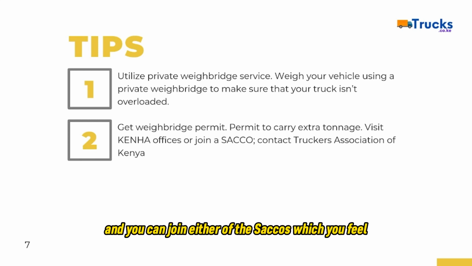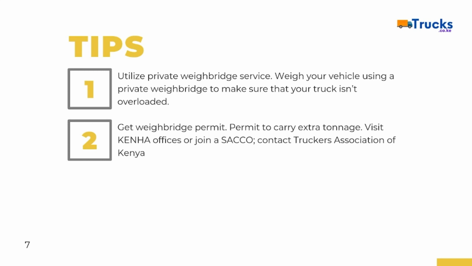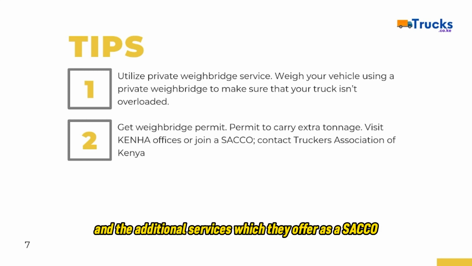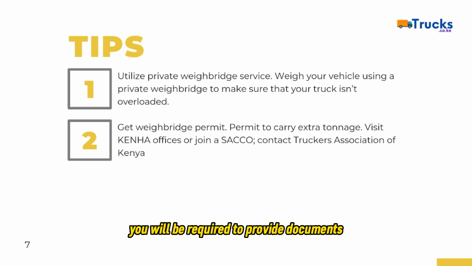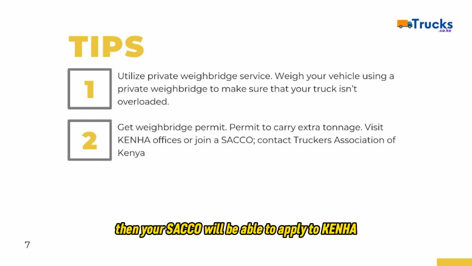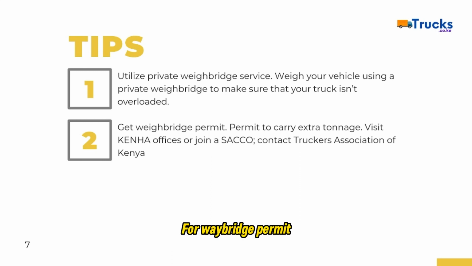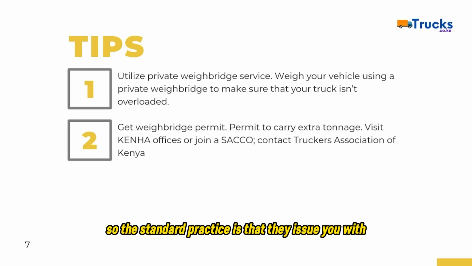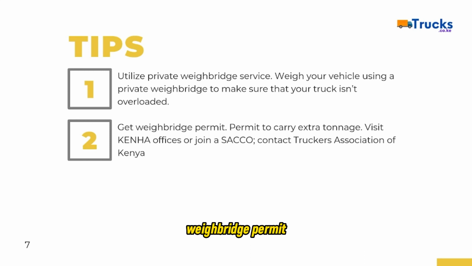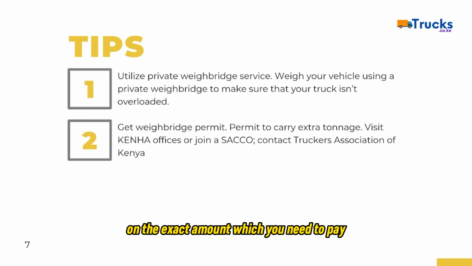You can join either of the Saccos which you feel meet your budget and the additional services which they offer. Once you join the Sacco, you'll be required to provide documents about your truck, such as the logbook, a copy of insurance, a copy of the inspection report, and pictures of your truck. Then your Sacco will be able to apply to Kena for a weighbridge permit. The way the weighbridge permit works is you're given an extra tonnage which your truck can carry. The standard practice is that they issue you with a 6 months weighbridge permit, and you have to pay for this permit. Your Sacco will be able to advise you on the exact amount you need to pay.